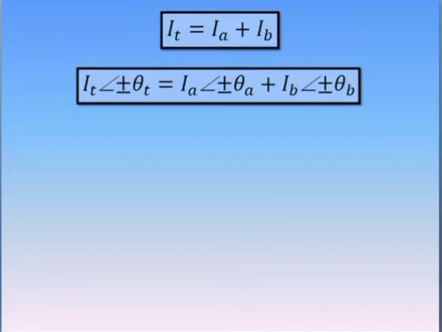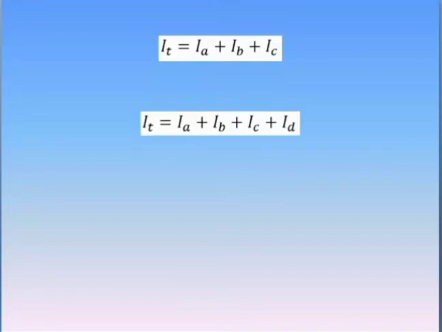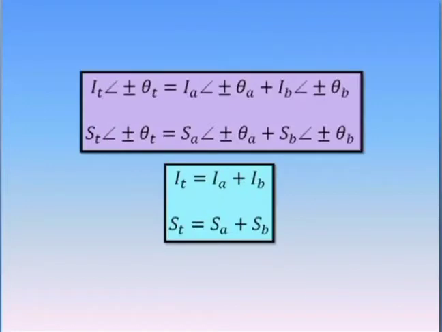Kung meron naman tayong mas madaming generators in parallel, example tatlo, therefore, we have I total equals IA plus IB plus IC. Kung apat na generators naman ang connected in parallel, therefore we have I total equals IA plus IB plus IC plus ID. Or pwede rin naman natin gamitin ang equation na to which is equivalent to I total equals IG1 plus IG2 plus IG3 plus IG4. It depends on how you represent the currents in each generator. Huwag po nating kalimutan ang principle behind these equations.